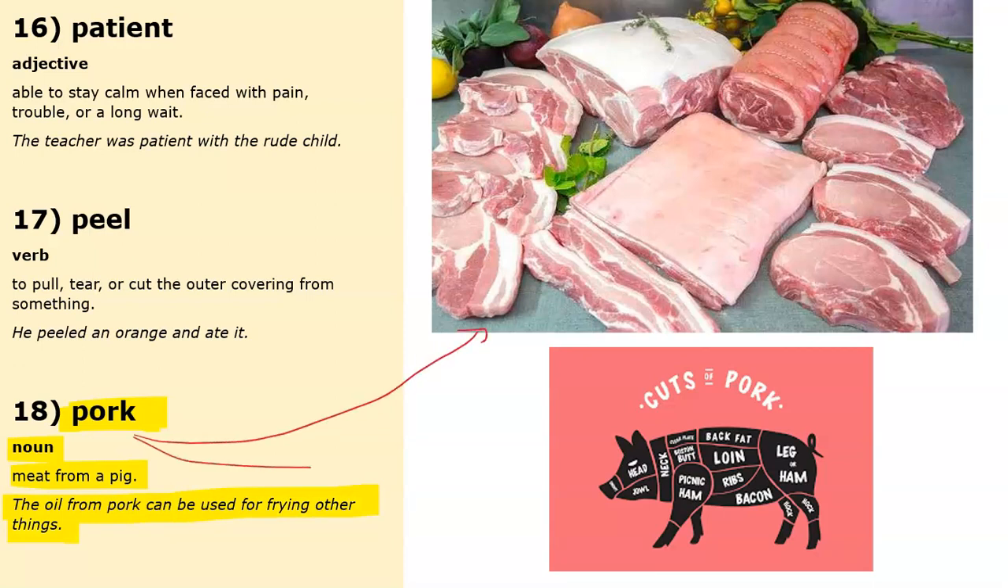And just like the cow, pork also has many different parts and different names for each part. For example, if you want some bacon, that is actually the pork that comes from the belly of the pig. Or if you want some ham, that is the pork that comes from the back of the pig. Which kind of meat do you prefer? Do you prefer to eat beef or do you prefer to eat pork?